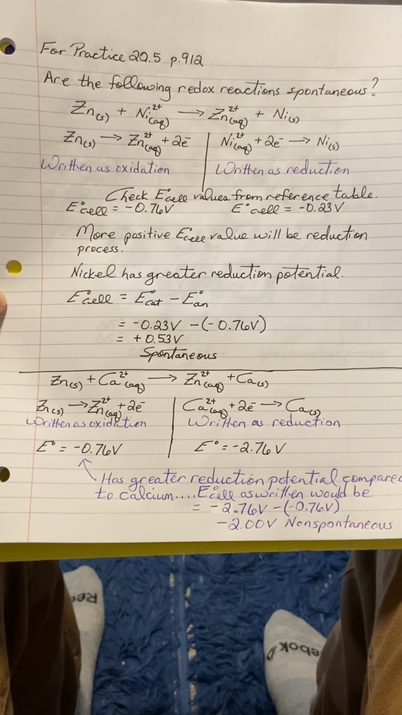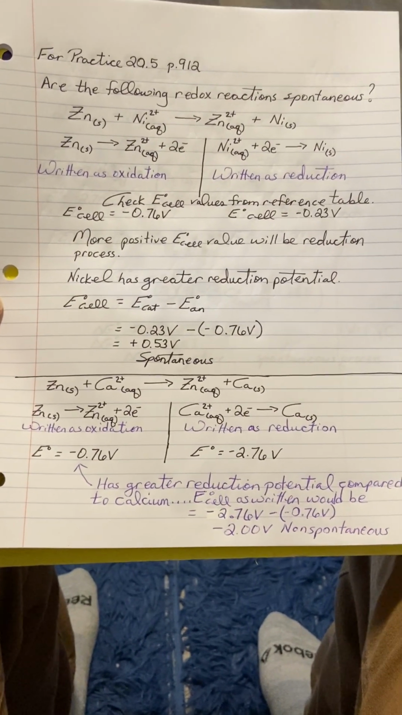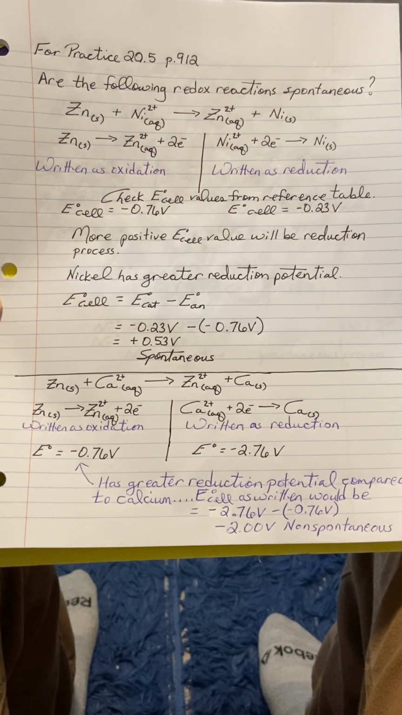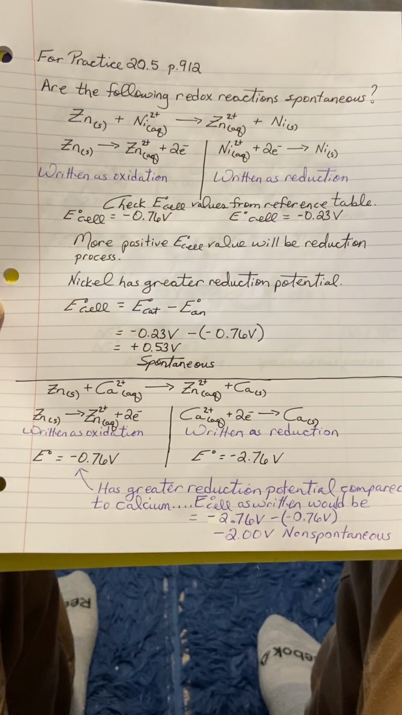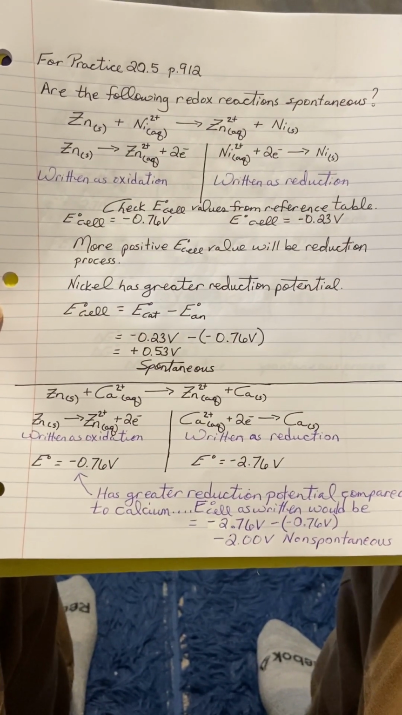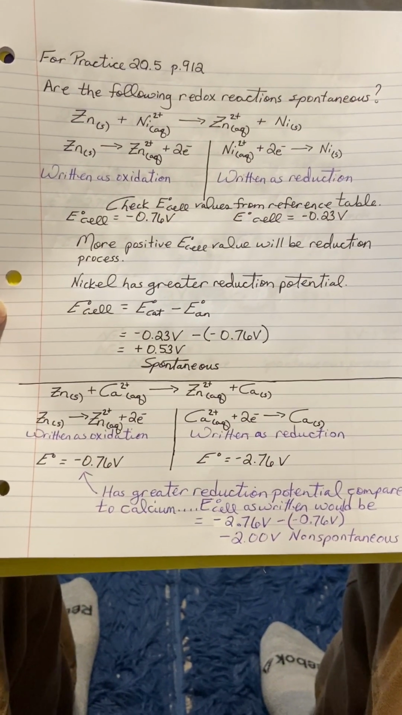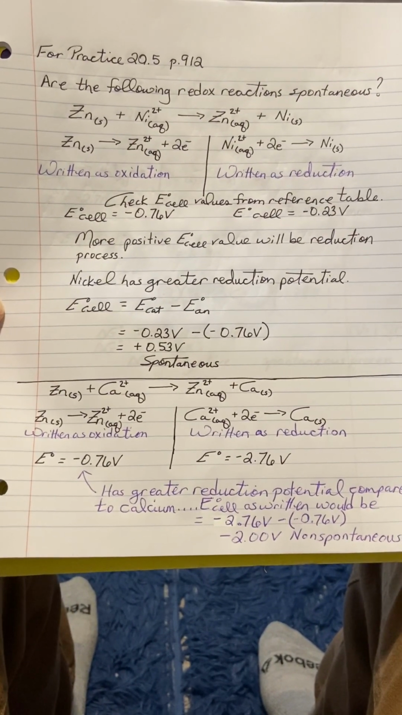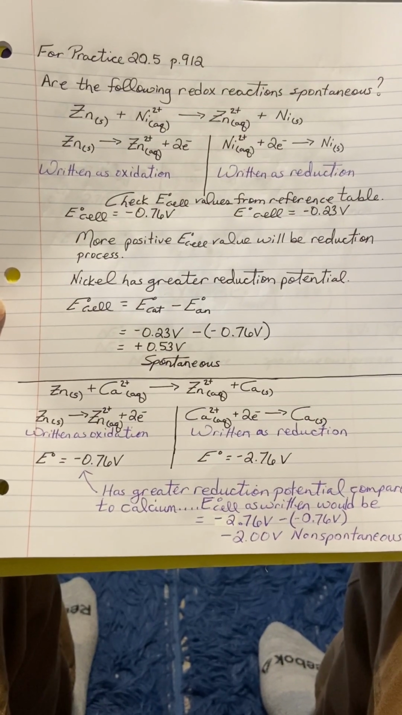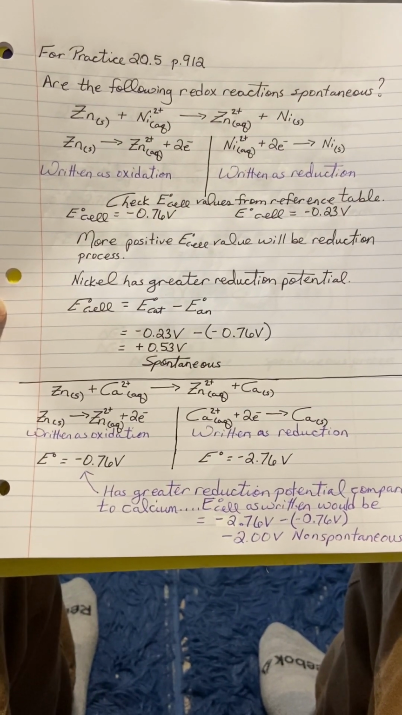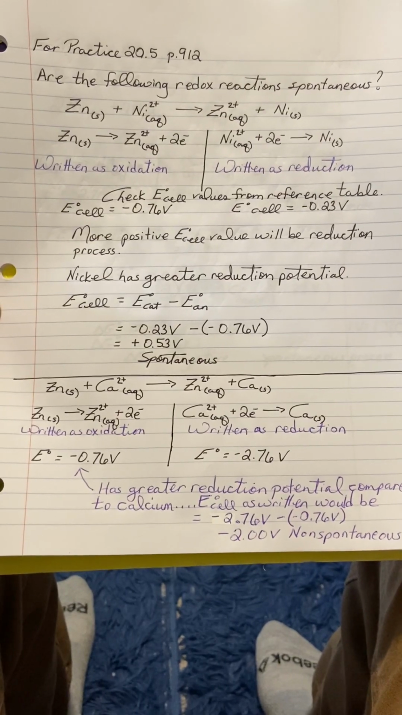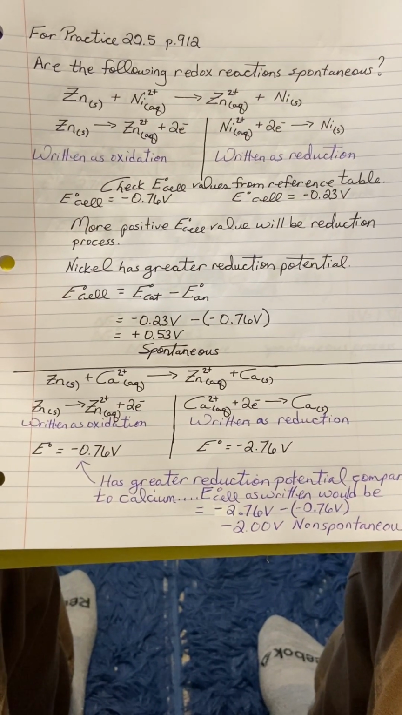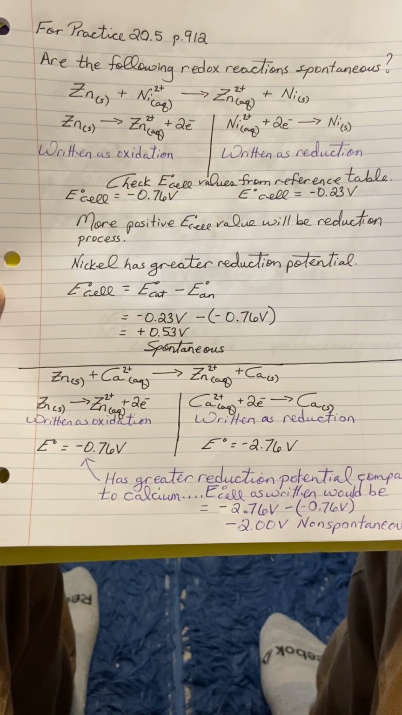We've got zinc plus the nickel ion reacting to produce the zinc ion plus the nickel solid. Break it into two half reactions, but leave them as written. We're determining, as they are written, is the reaction spontaneous? The reaction shows the zinc going through an oxidation process while the nickel is going through a reduction process.